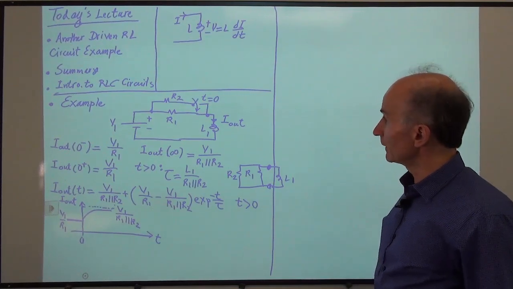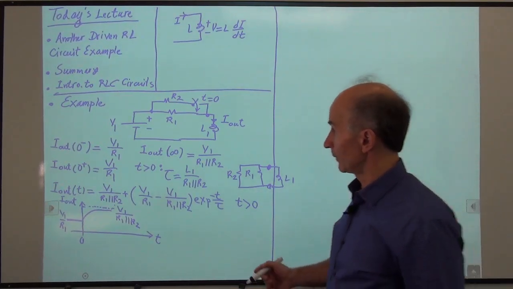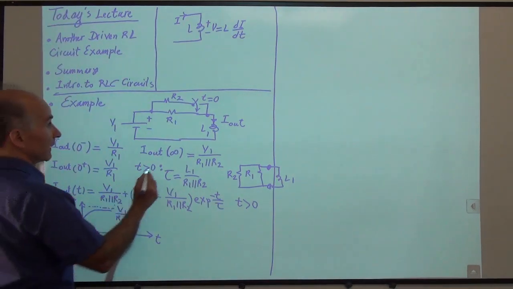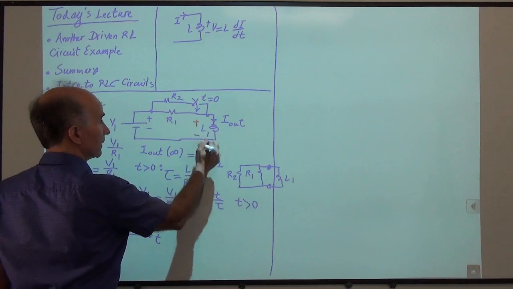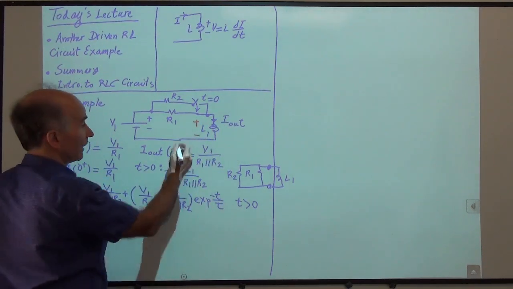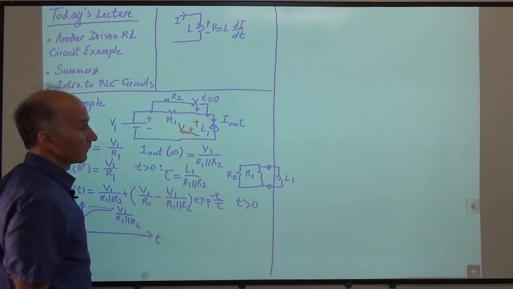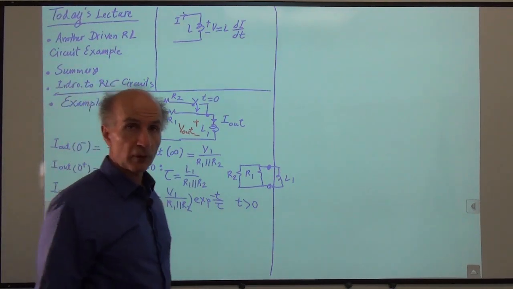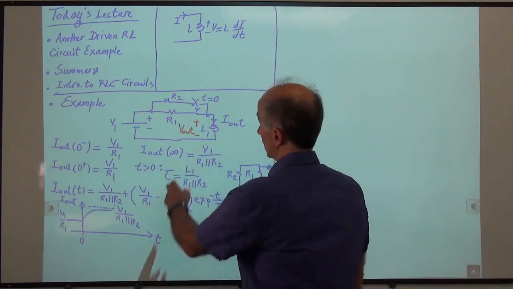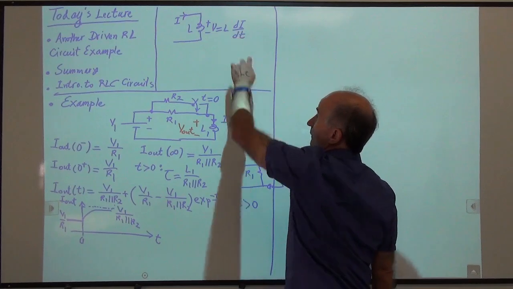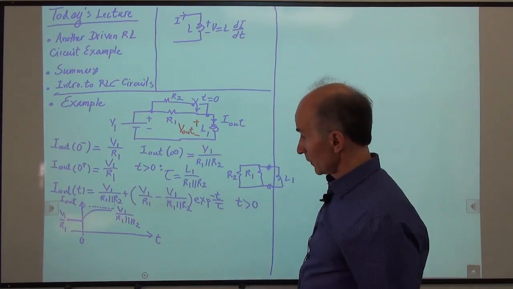Okay, can I find V out, for example? Can I call the voltage across the inductor V out? So let's call this voltage, the voltage difference between these two points, V out, and ask how much is V out, right? Okay, so we can find V out by using this equation, the inductance times the derivative of the current. So let's try to do that.